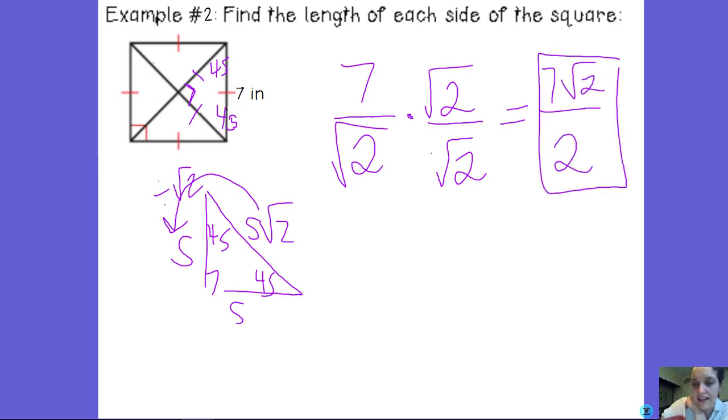So this is my final answer because I can't divide 7 into evenly. It would give me a decimal. 3.5 root 2 is technically correct, but it's just not quite as pretty and it's not as official. So yay, squares, because they're made up of 4 special right triangles. 45, 45, 90. S root 2. I love squares, yes I do.